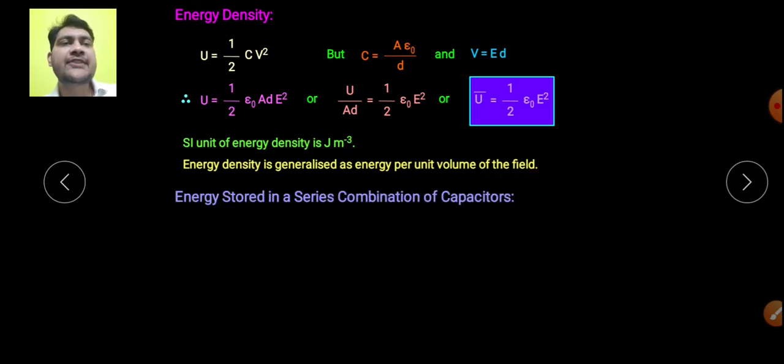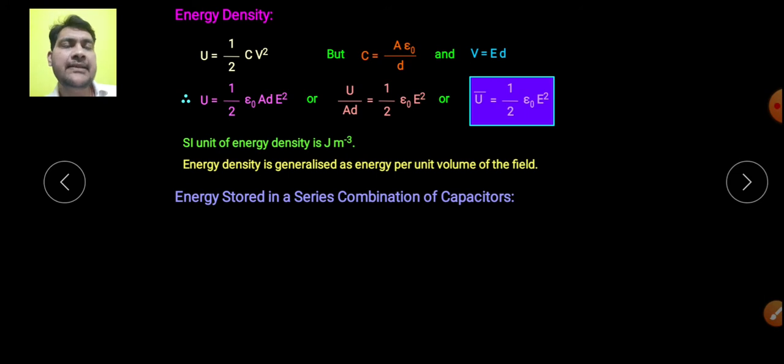Energy stored in series combination of capacitors. Now we are going to study energy stored in different combinations of capacitors. Students, in our last lecture series we studied series grouping and parallel grouping of capacitors. We obtained the expression for effective capacitance of the grouping of capacitors.